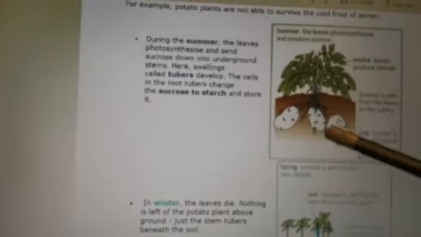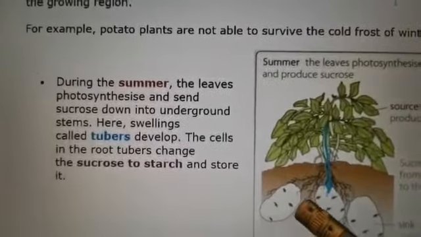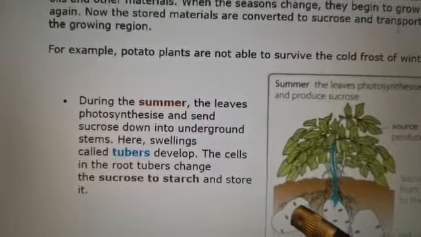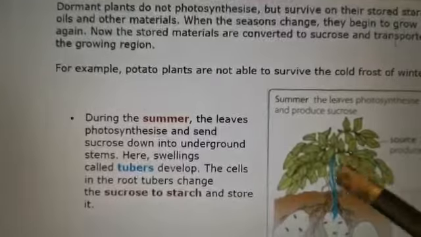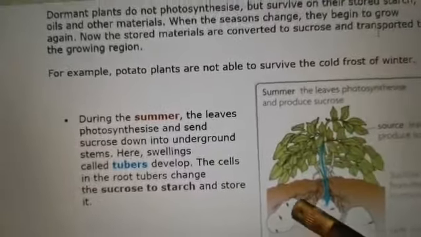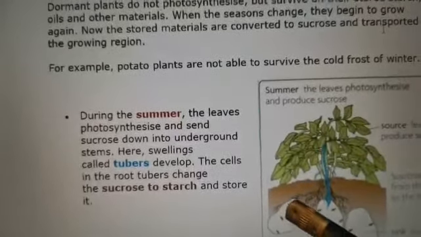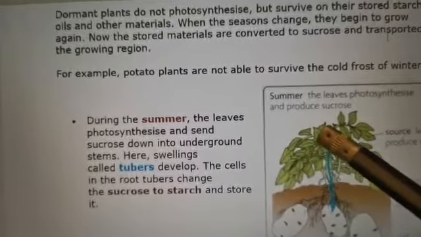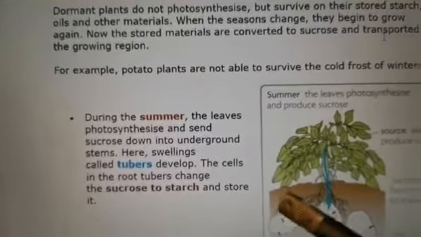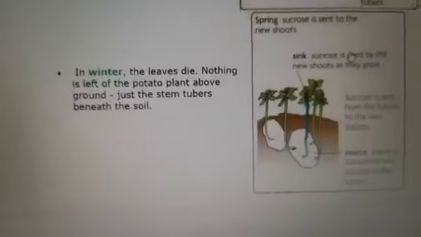If you look at the potato plants, in the summer the leaves photosynthesize and send sucrose down to the tubers. During summer the leaves are the sources, because they are producing the food, and who is storing that food? The tubers. So the producing ones are the sources, and the storing ones are the sink in the summer.